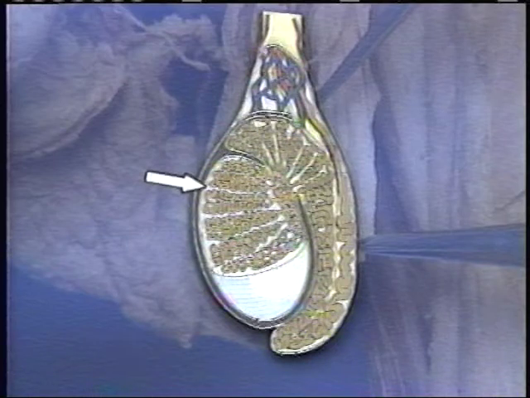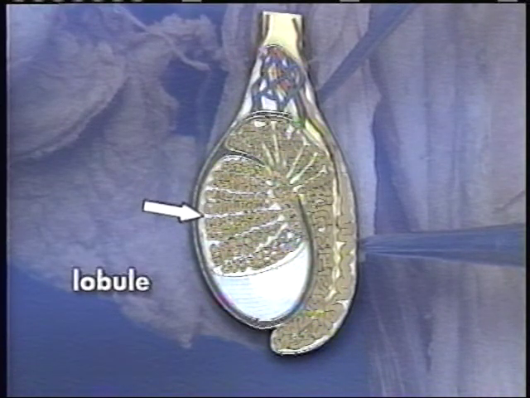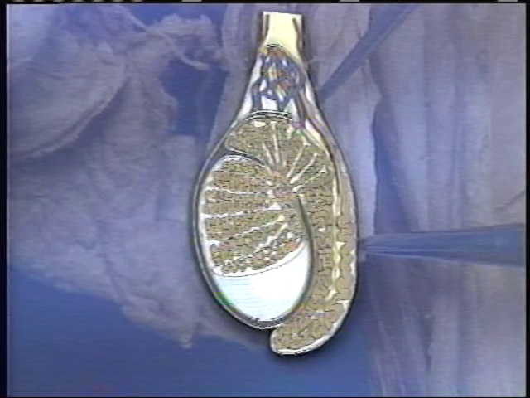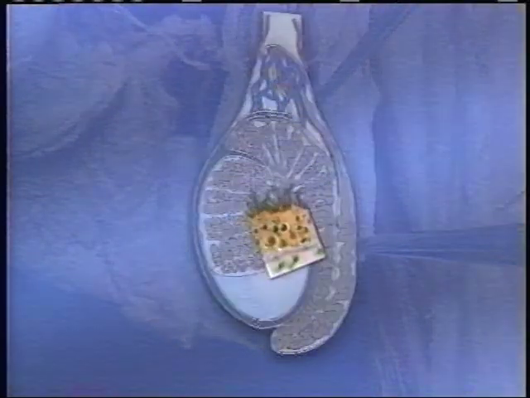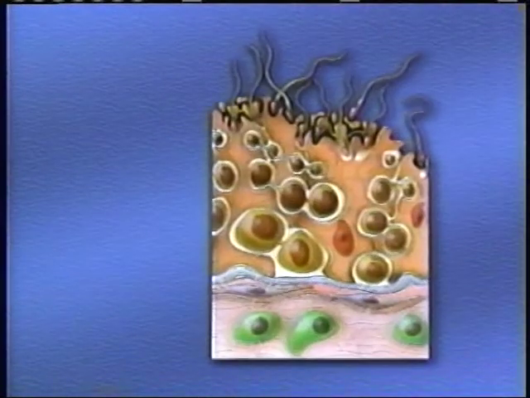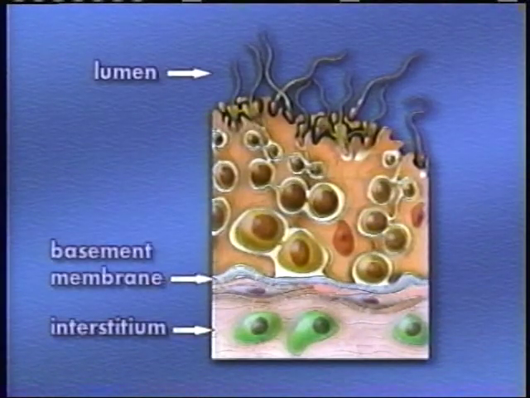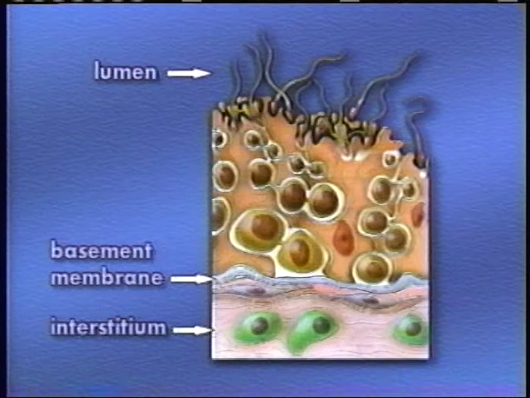Inward extensions of the tunica albuginea delineate 200 to 300 individual lobules. Each lobule contains 1 to 4 tightly coiled seminiferous tubules, which are the sites of sperm production. 3 cell types are associated with the seminiferous tubules. In this illustration of a cross-section of a seminiferous tubule, we can identify these 3 cell types.